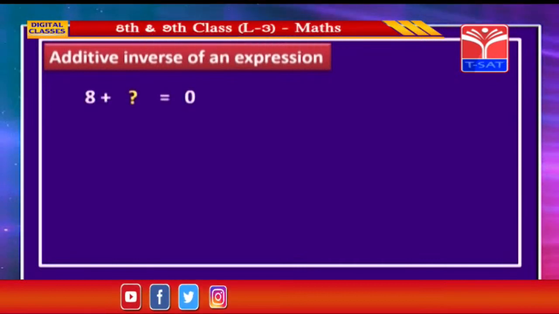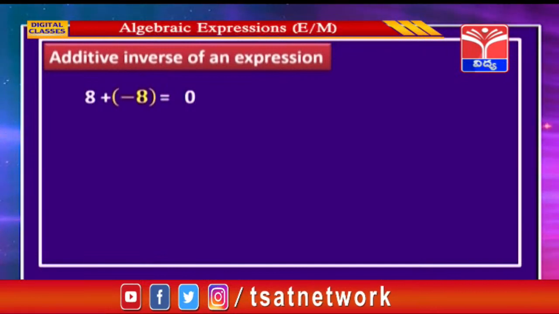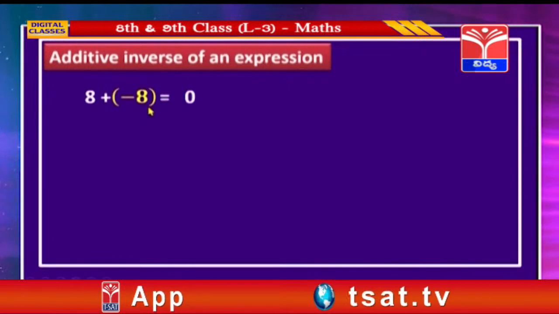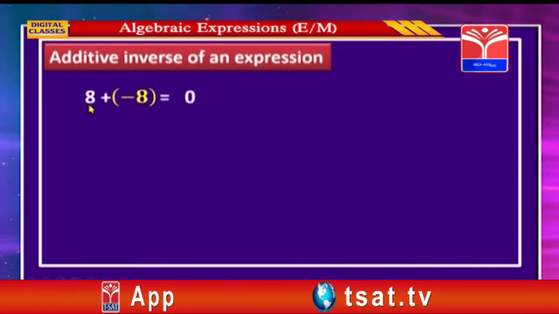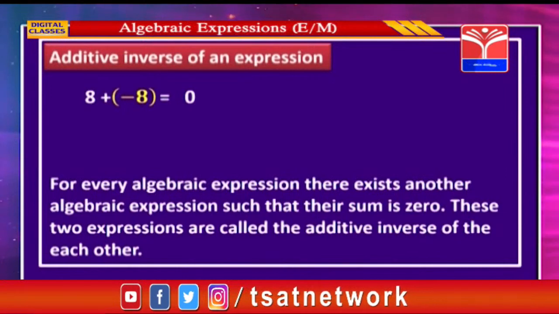So 8 plus which number gives you 0, children? Yes, you have already learned, right? 8 plus minus 8 is always equal to 0, and we say minus 8 is the additive inverse of 8 and 8 is the additive inverse of minus 8. Like that, for any algebraic expression also, there is an additive inverse.